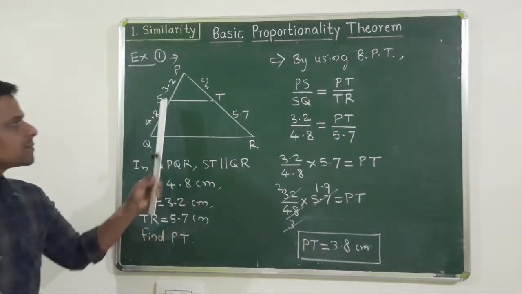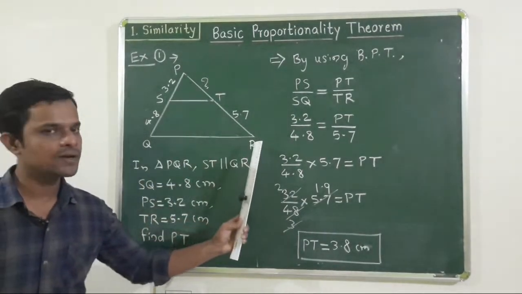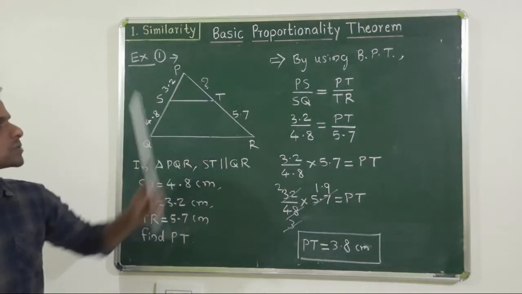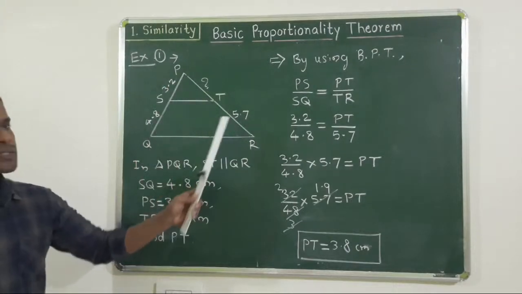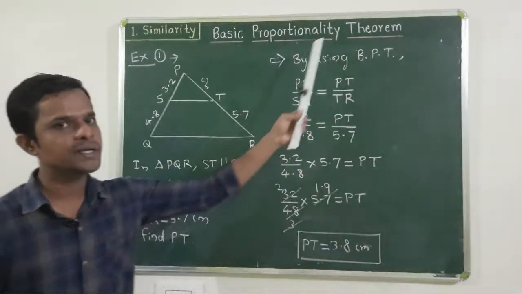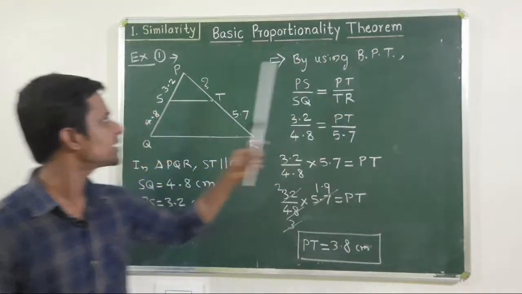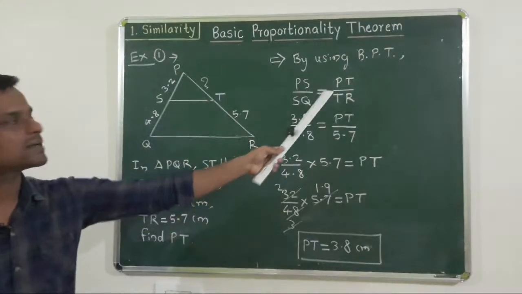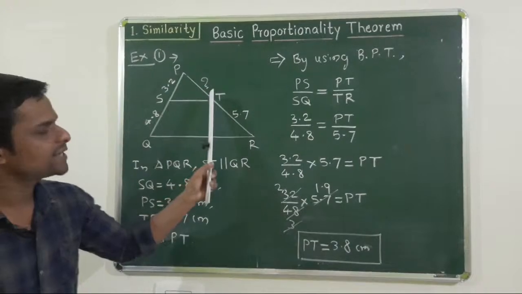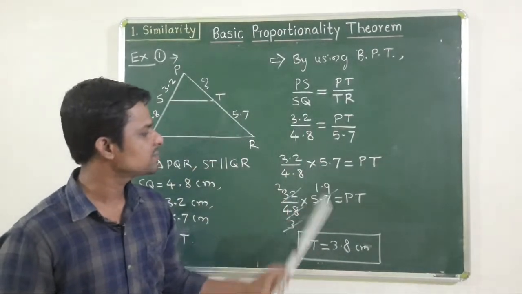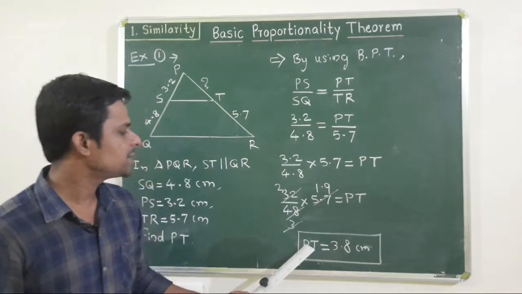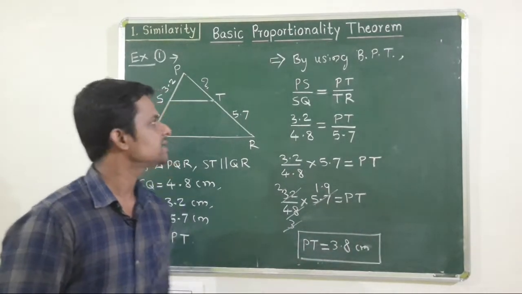See once again. In this example, segment ST is parallel to side QR of the triangle, and three values are given and we have to find the fourth segment, that is PT. Since ST is parallel to QR, we can use BPT, the basic proportionality theorem. We can write that segments are in proportion, that is PS upon SQ is equal to PT upon TR. Putting values and doing the calculation, we get PT as 3.8 centimeter.